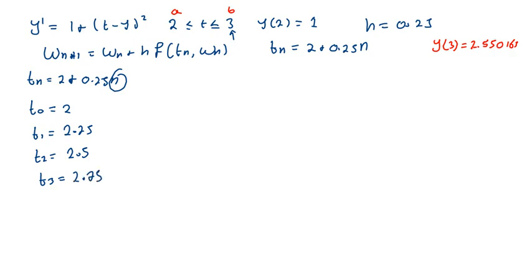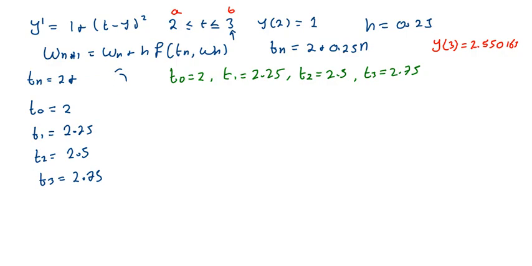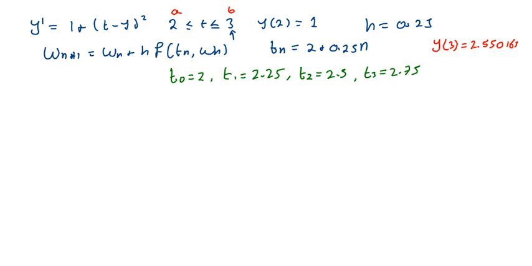So we have the information that we need. So t naught is equal to 2, then t sub 1 is equal to 2.25, then t sub 2 is equal to 2.5, then t sub 3 is equal to 2.75. If you observe, in the previous method, I didn't really have to come up with all these. Okay, so let's go ahead and work this out.